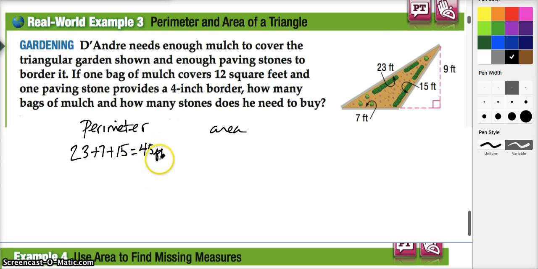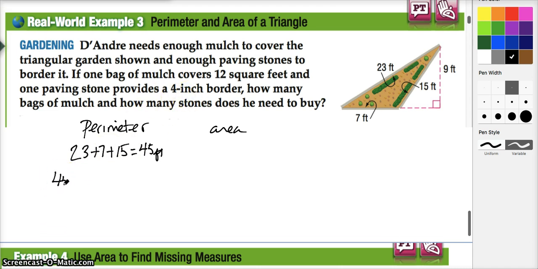And then with that 45 feet, we need to calculate how many paving stones we're going to need. And we have 45 feet to cover, but each paving stone only covers 4 inches. So how can we calculate that? What will we have to do? The first thing we should probably do is to figure out how many inches is 45 feet, so we can then divide up these inches by 4.